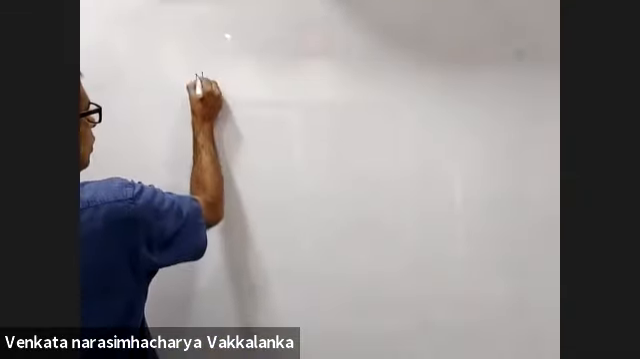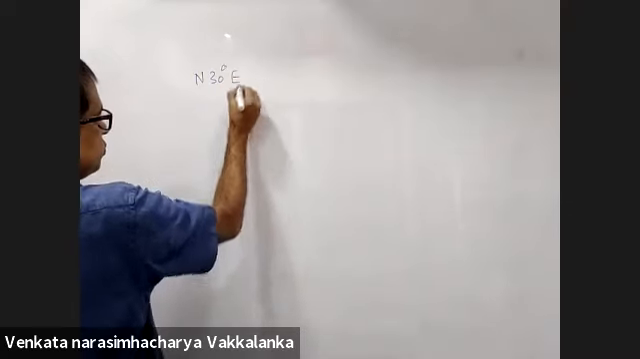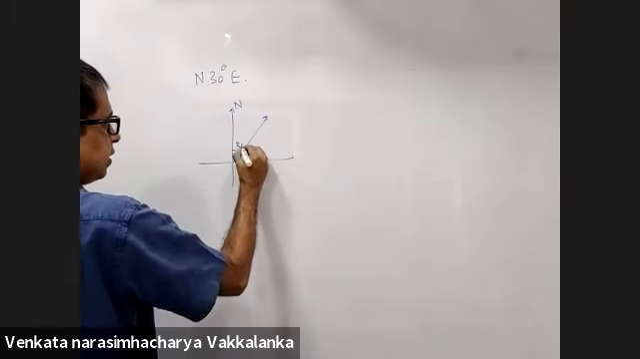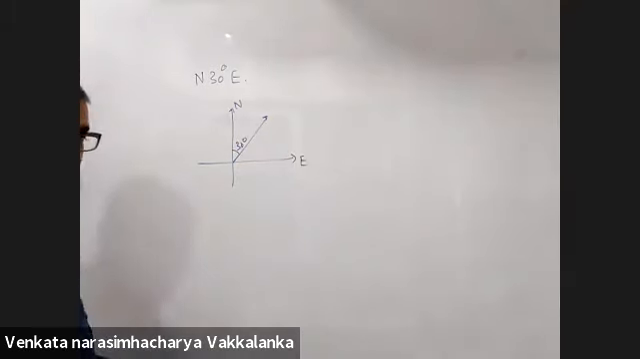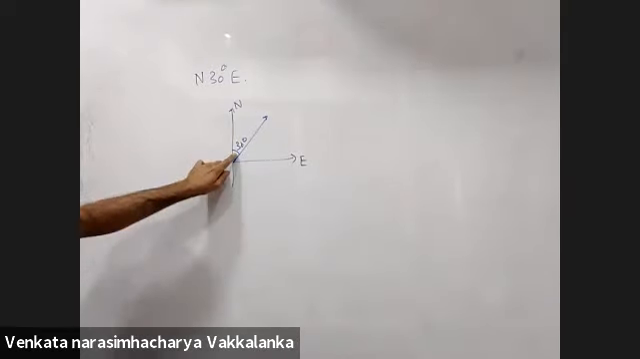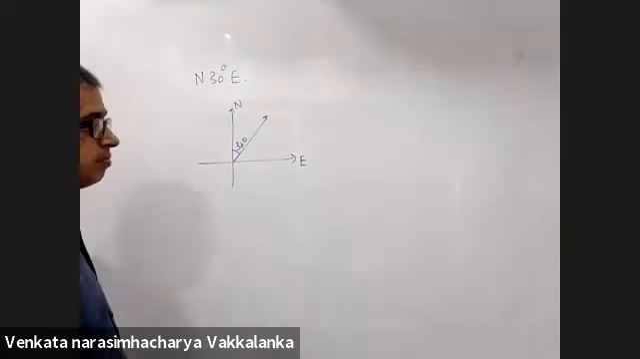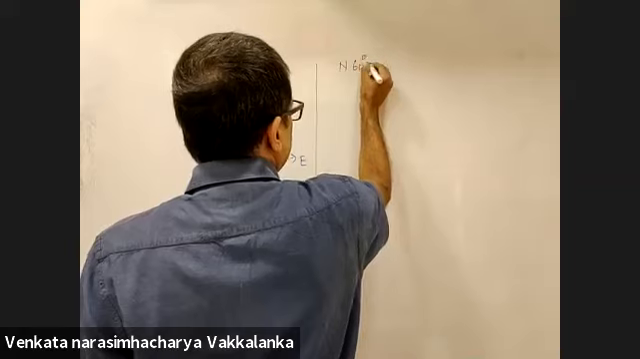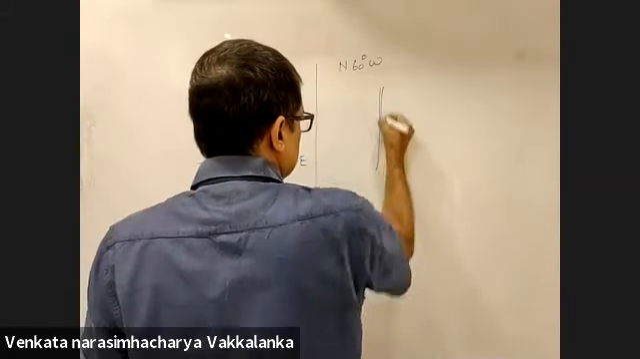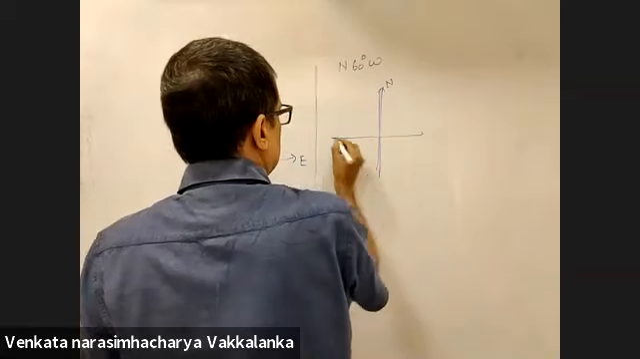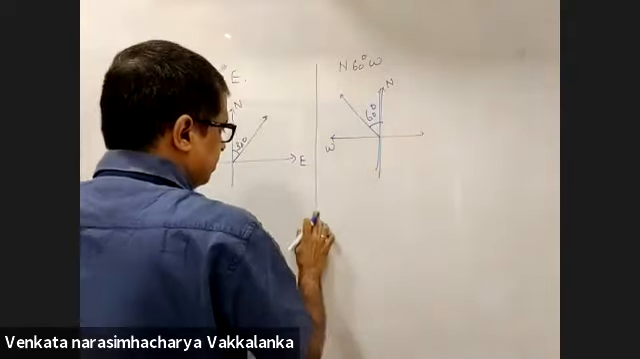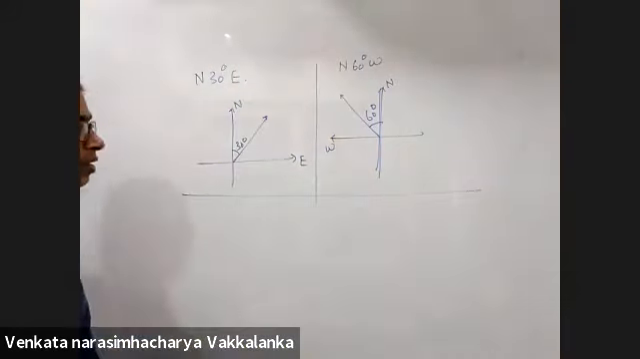Now listen to a few terminologies. If I say north 30 degrees east, that means from north I am turning by 30 degrees east. From north I am turning by 30 degrees towards east. Suppose I say north 60 degrees west: from north, 60 degrees towards west. This is 60 degrees. This is the terminology used, right?